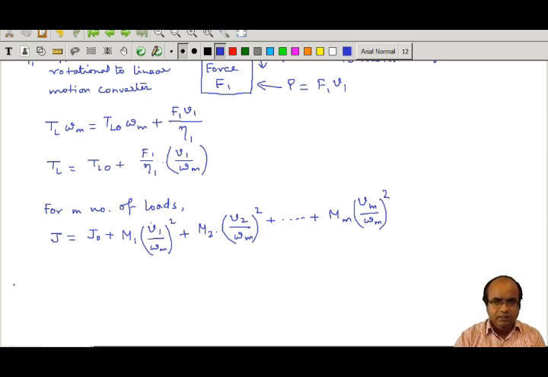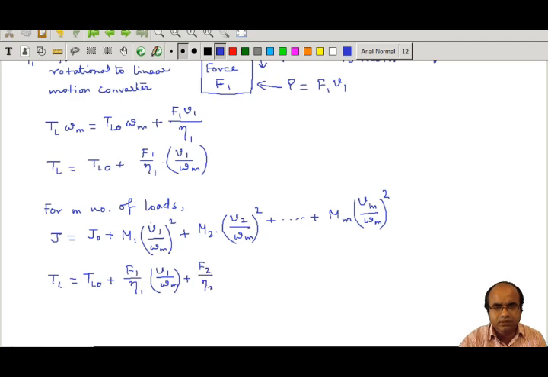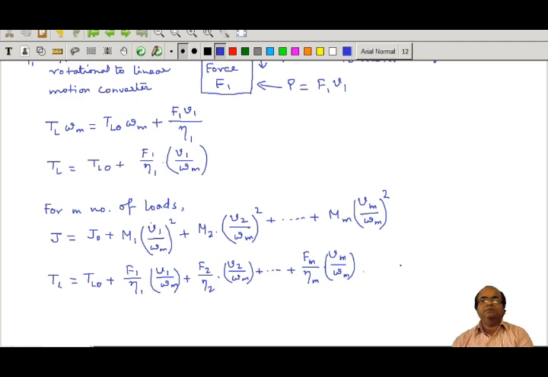And the equivalent torque referred to the motor shaft becomes TL equals TL0 plus F1 by eta 1 into V1 by omega m, plus F2 by eta 2 into V2 by omega m, plus up to Fn by eta n into Vn by omega m. This is all about the equivalent inertia and equivalent torque referred to the motor shaft for translational motion.